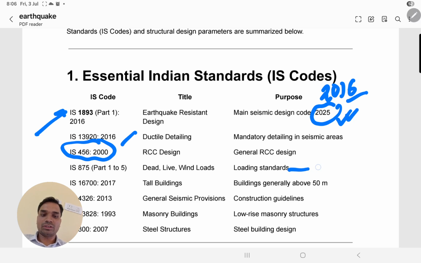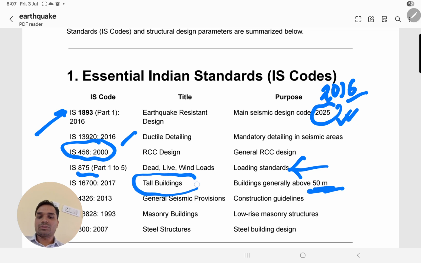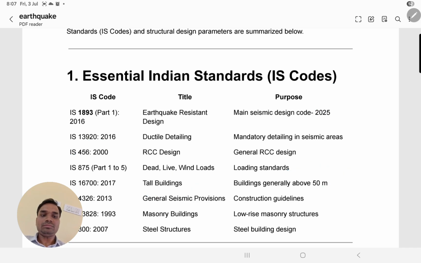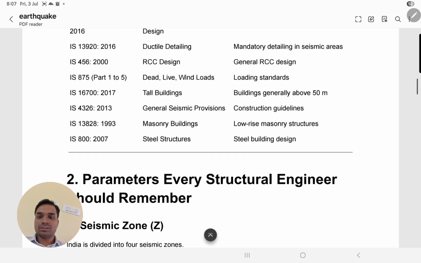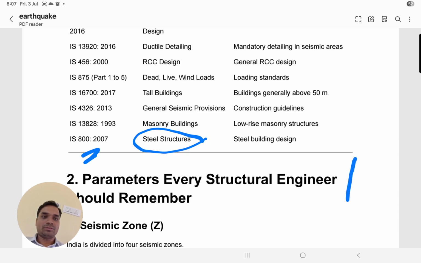How you are going to calculate the load, from that point of view, IS 875 is necessary. For the tall building, if your building is more than 50 meters, at that point you have to consider the tall building concepts or provisions for this design. This is for steel; for structural steel, IS 800 is essential. So let us have it.